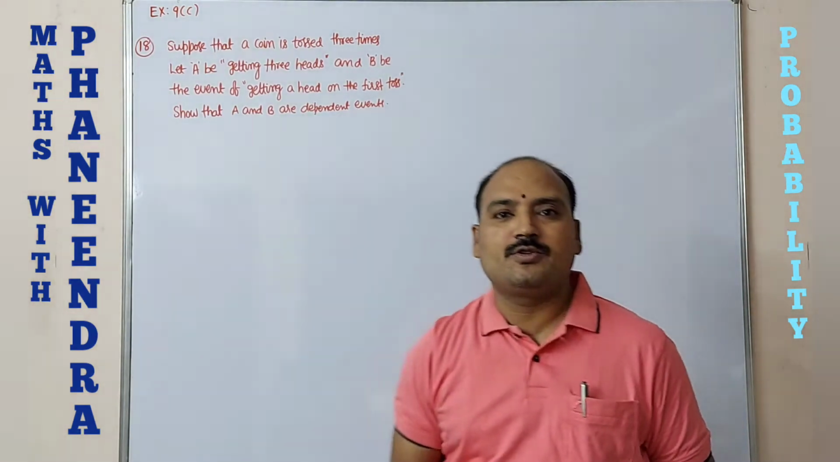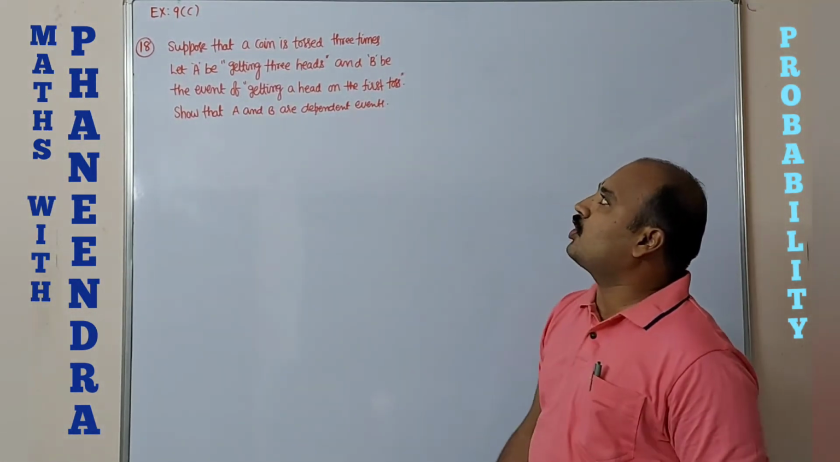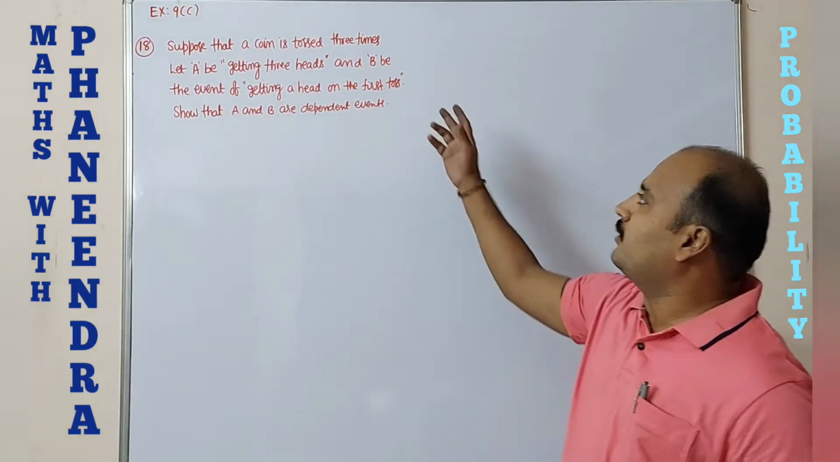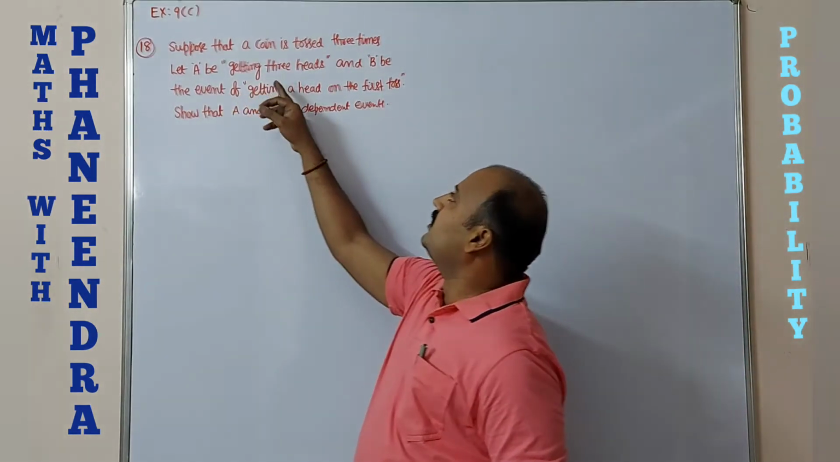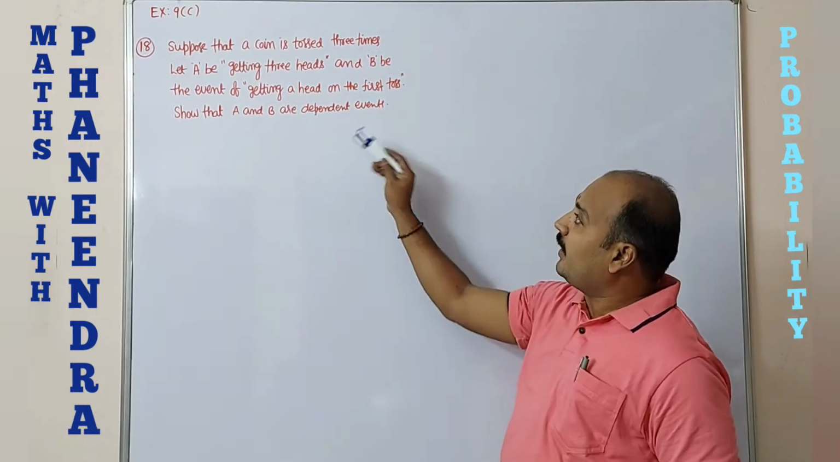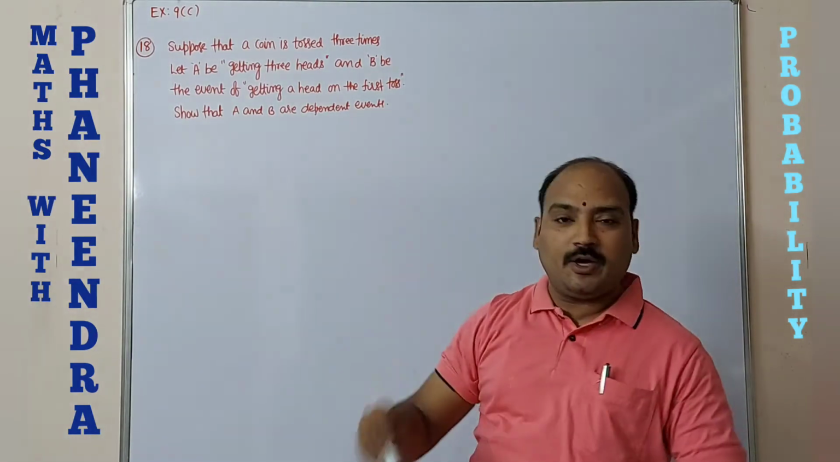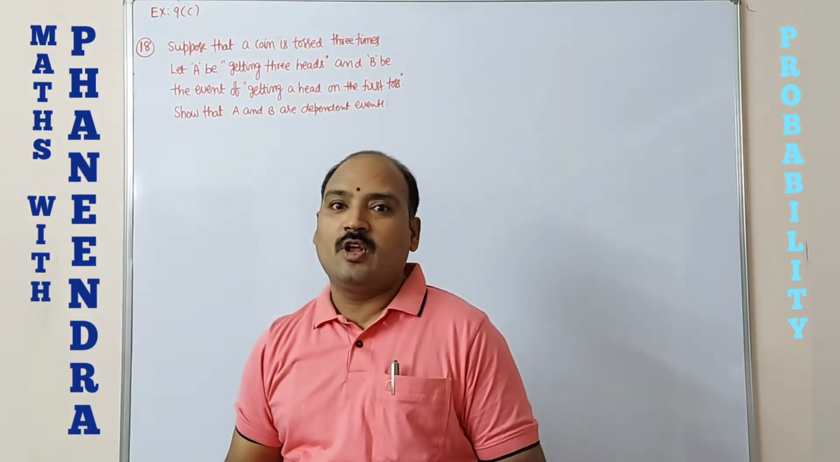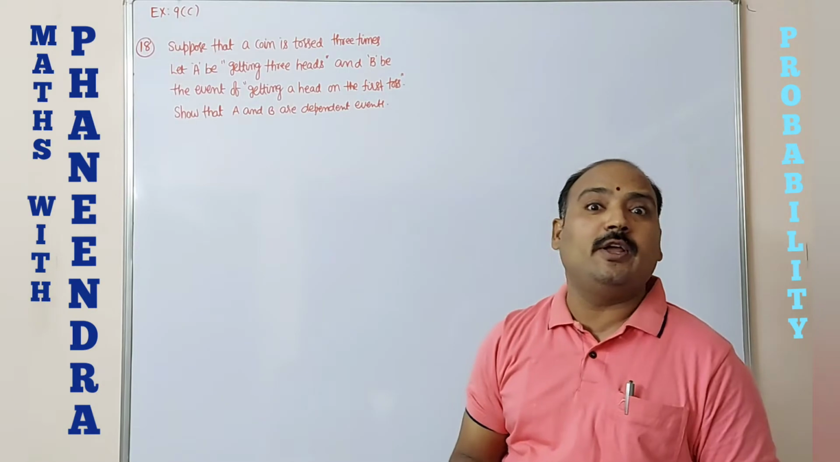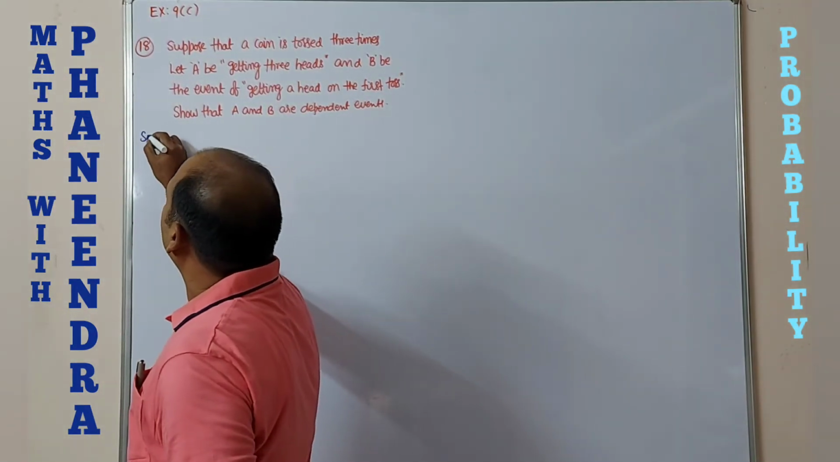The next question, dear students, question number 18. Suppose that a coin is tossed thrice, that means 3 times. Let A be getting 3 heads. B be the event of getting a head on the first toss. Show that A and B are dependent events. They are not asking to prove independent. Dependent events. See here, the solution will begin like this.